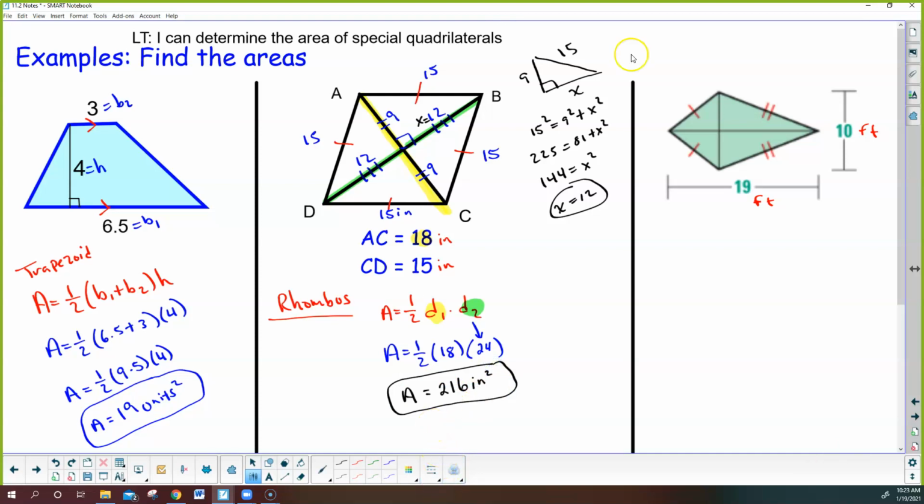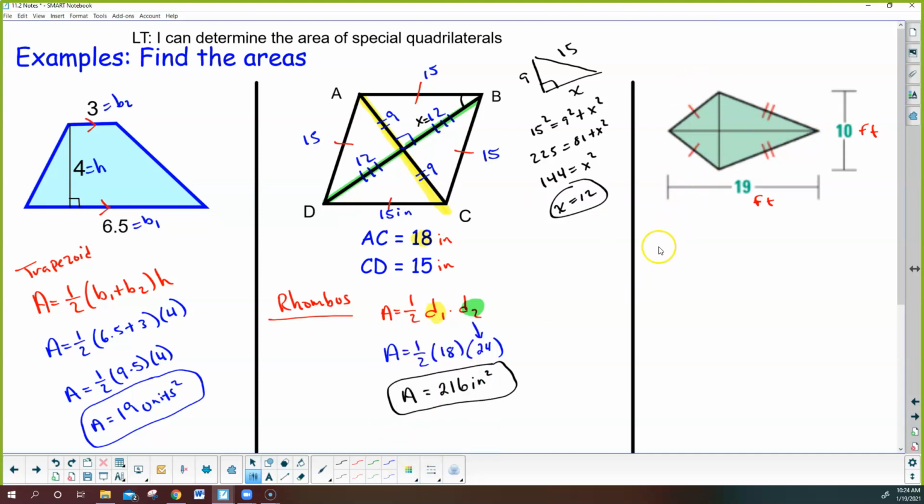So notice how Pythagorean theorem comes up. I guess if they really wanted to, they could have given you an angle measure here, and you could have done SOHCAHTOA because it's a right triangle. So just don't forget SOHCAHTOA, 30, 60, 90, 45, 45, 90, or Pythagorean theorem. Those are all items we could use to find side lengths if we have a right triangle. It just depends on what's given.